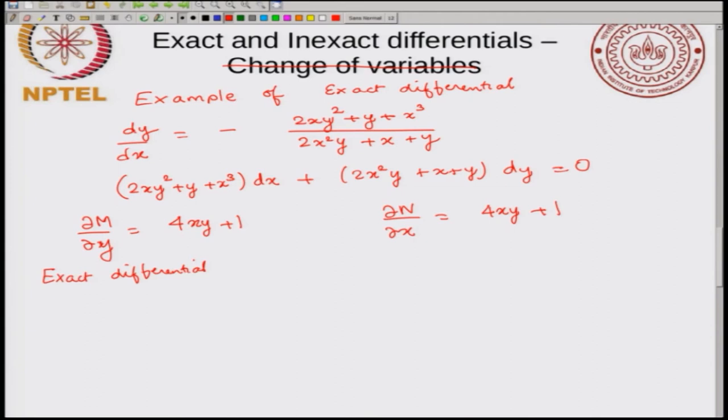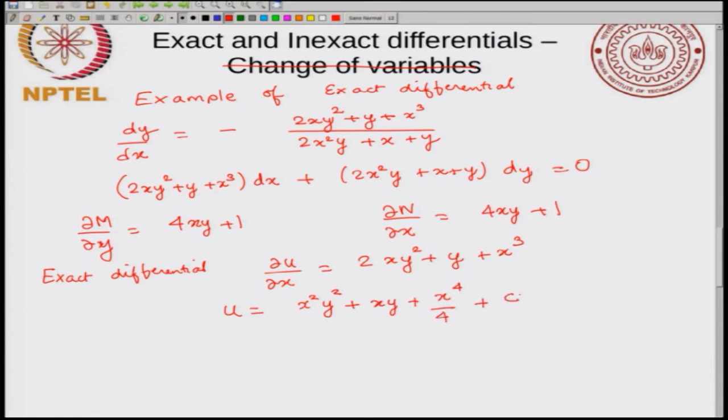Now, how do you solve this exact differential equation? You know that this quantity is nothing but ∂u/∂x. So you say that ∂u/∂x is equal to 2xy² plus y plus x³. You can use either ∂u/∂x or ∂u/∂y. Now if I integrate the right hand side with respect to x, remember when you do ∂u/∂x, you are keeping y fixed. So this integration is very straightforward. You will immediately say that u is equal to x²y² plus xy plus x⁴/4 plus constant.